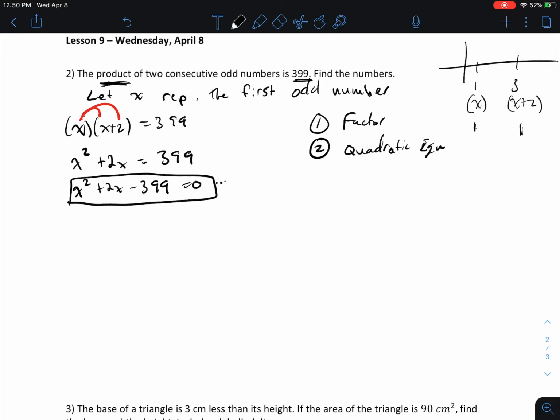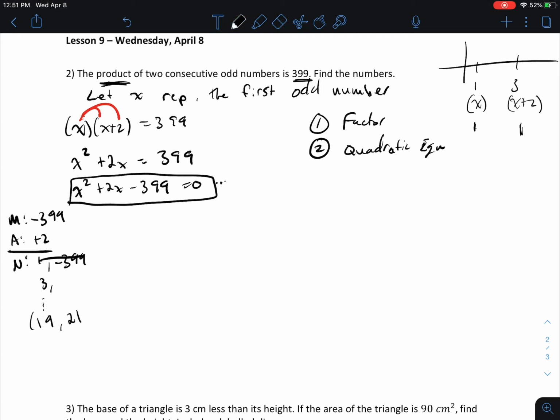So let's try and factor it. I'll do this quickly for you, but it's no different than any other time you factored. You need to find the two numbers that multiply to negative 399, but add to positive 2. So you're just going to go through your numbers. 1 is obviously not going to work. 2 won't go in, 3 will, and you're just going to keep going until you get to negative 19 and 21.